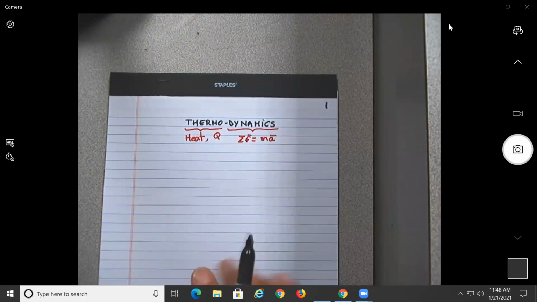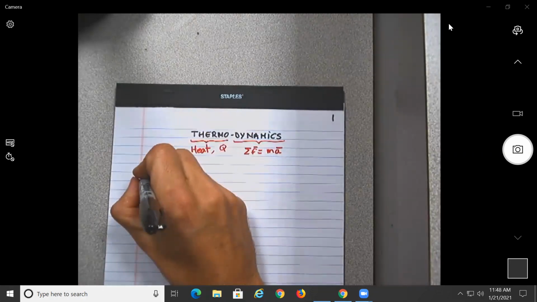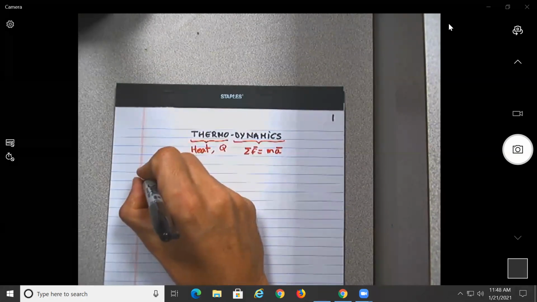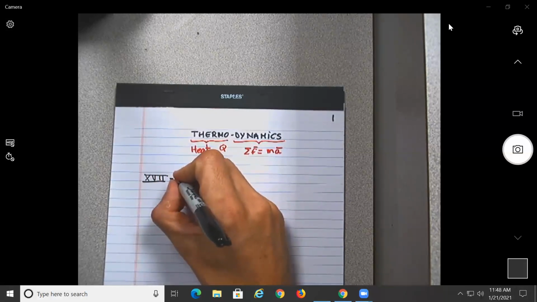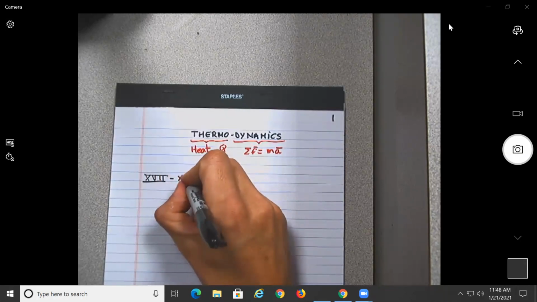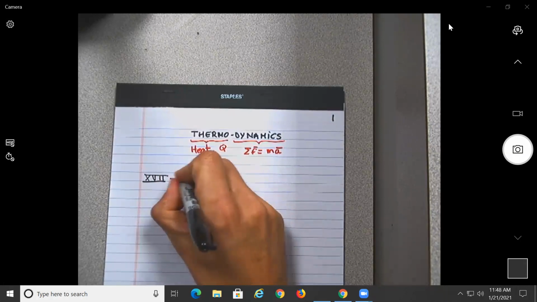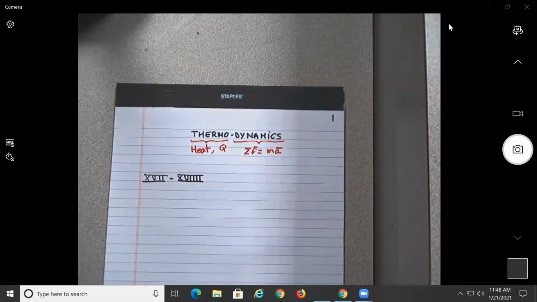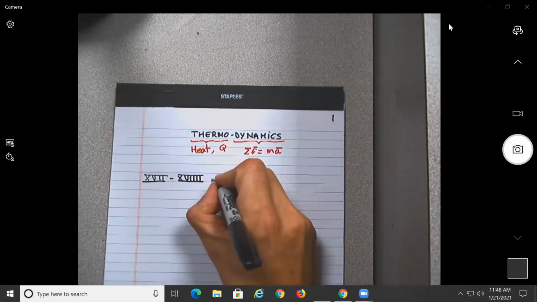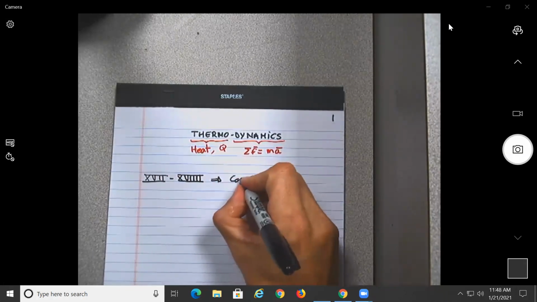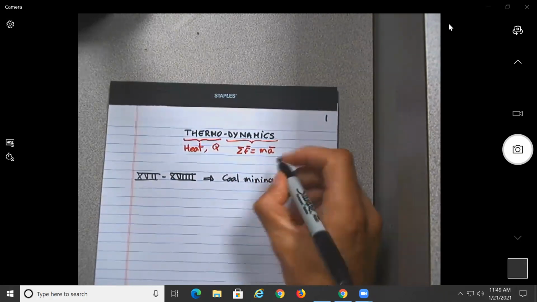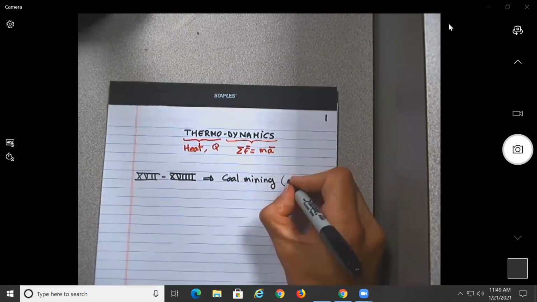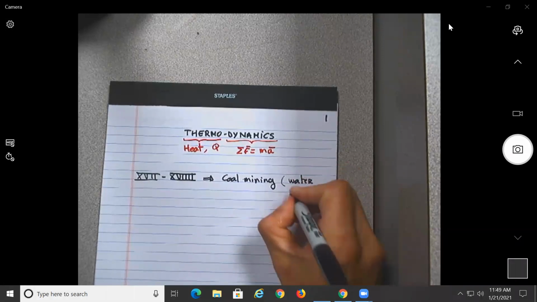So let's say that thermodynamics, when did it start? Let's say between the 17th and I would say even to the 19th century, okay? And the main function was coal mining, and it was basically the water issue.